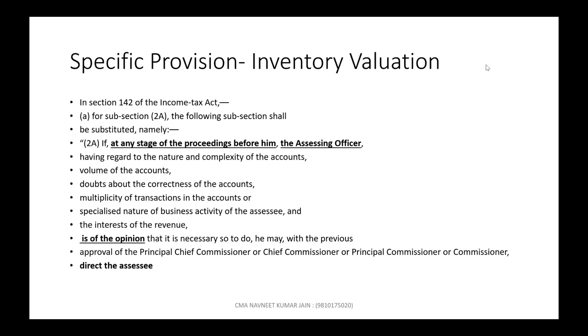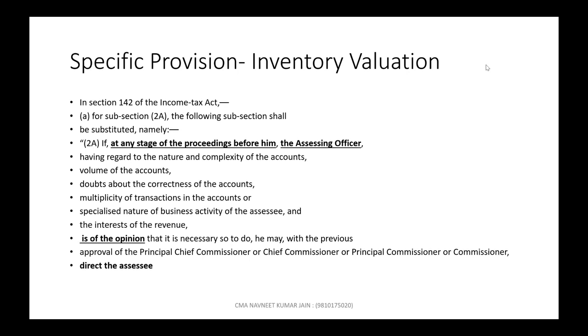At any stage of proceedings before him, when the assessing officer is assessing and reviewing, there are different criteria: nature and complexity of the accounts, volume of the accounts, correctness. He feels that records are not correct, the information he asked for is incomplete, or the documentation is huge, with lakhs and lakhs of transactions, and he is not able to comprehend how the inventory valuation can be done. If there is a specialized nature of business activity which he is not aware of, and professional expertise is required, and most importantly, in the interest of revenue, then he can request this.